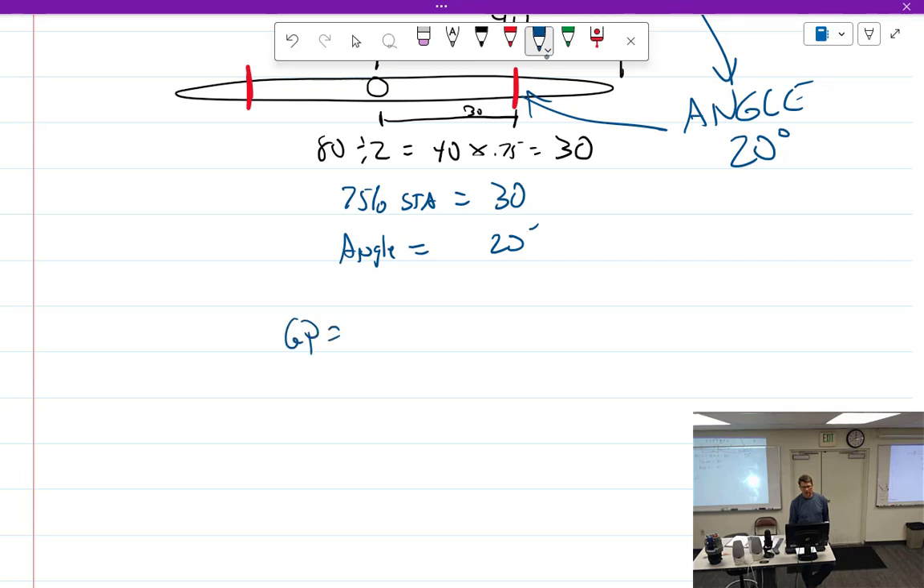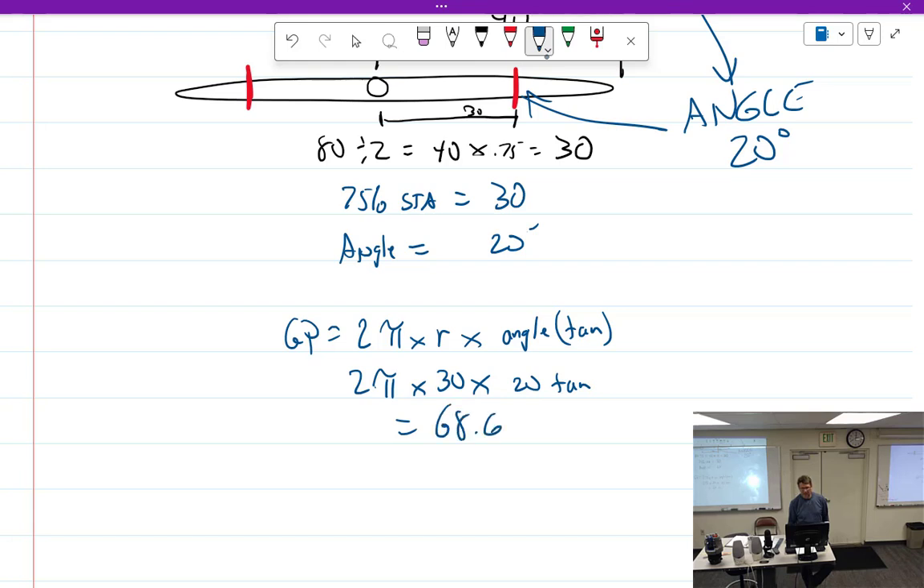Geometric pitch equals 2 pi times radius times the tangent of the angle, which is 2 pi times radius, 30, times tangent 20. That equals 68.6. Got it?